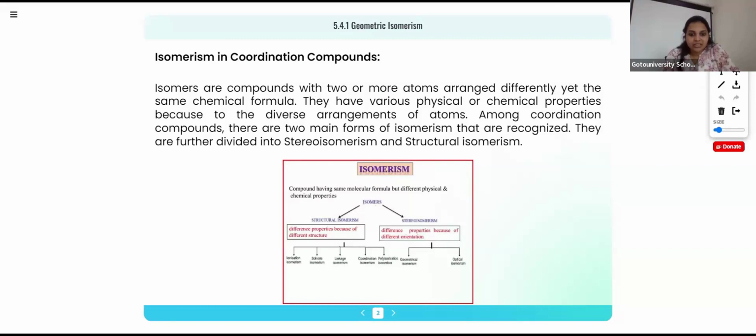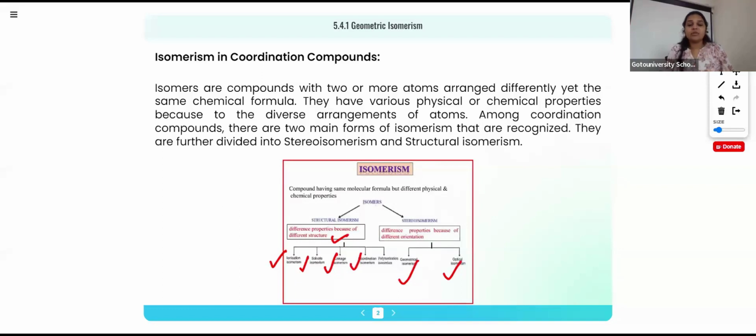In structural isomerism, we have the same molecular formula but different physical and chemical properties, or different structures. So structural isomerism means a difference in properties because of the different shape or structure they have. These compounds have different structures, and they can again be classified into ionization, solvate, linkage, and coordination. Then stereoisomerism we can divide into geometrical isomerism and optical isomerism.